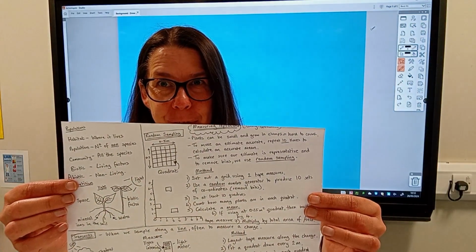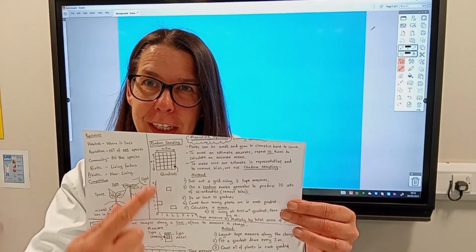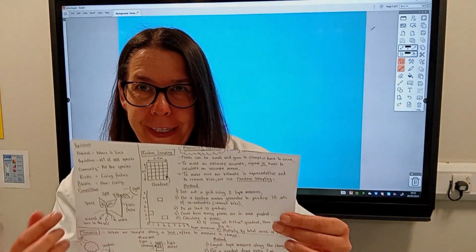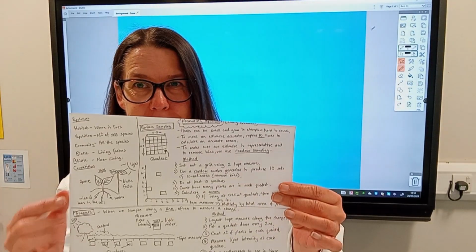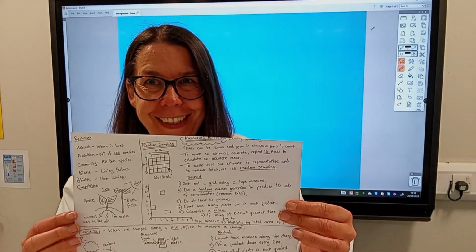So you need a piece of A4, you need it in landscape. We're going to look at competition, then we're going to look at using a quadrat with random sampling. That's by far the most common exam question. But then another type of technique, which is called using a transect. Right, let's get started.